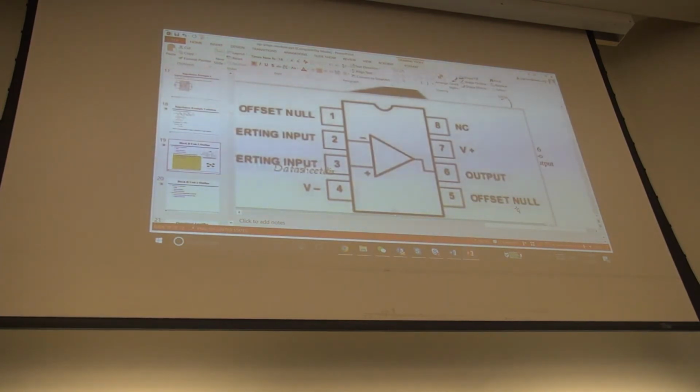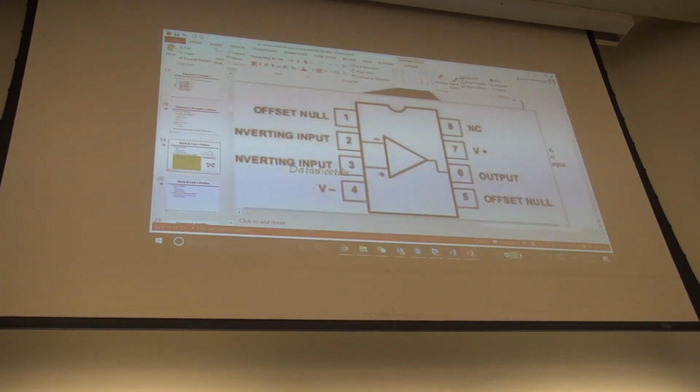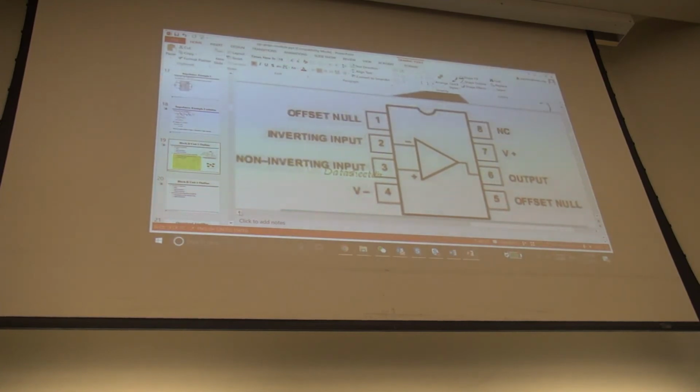Can you see the terminals more clearly? There are 8 legs. NC stands for not connected, so it's not used. You have V plus and V minus, just two terminals for power supply. There is an offset null, and we'll come back to that. There are inverting and non-inverting inputs. Minus is inverting, plus is non-inverting, and there's the output and the offset null. That's basically it.